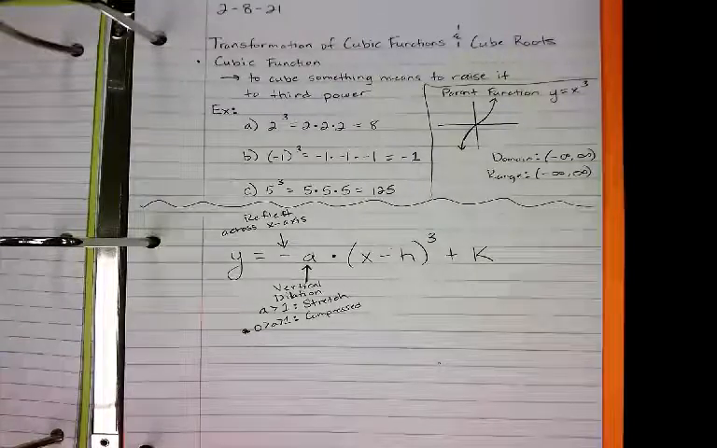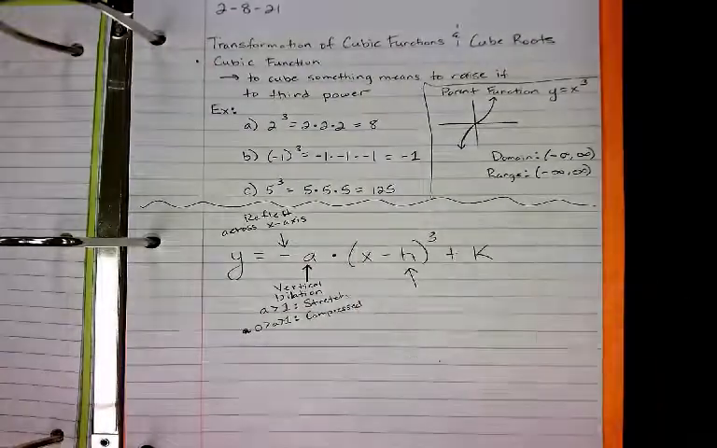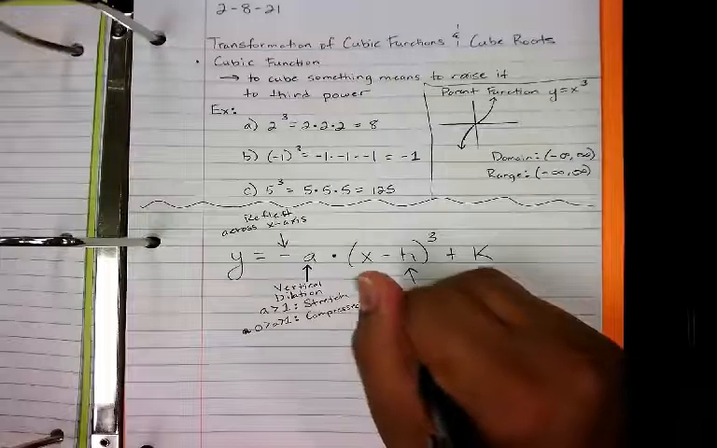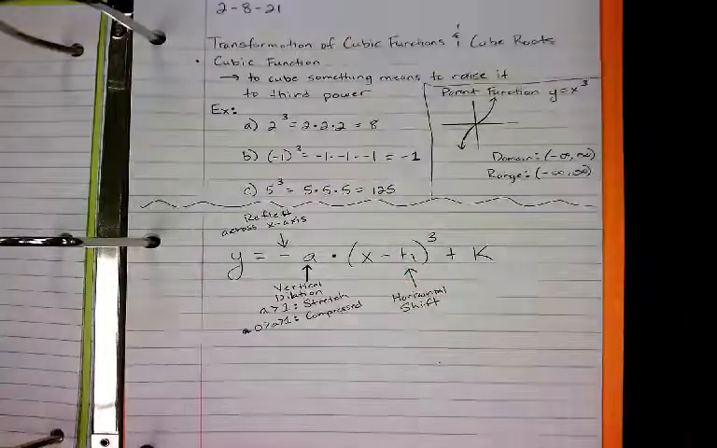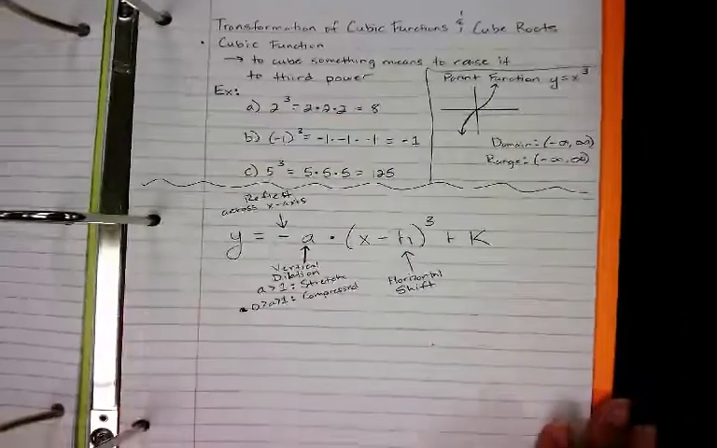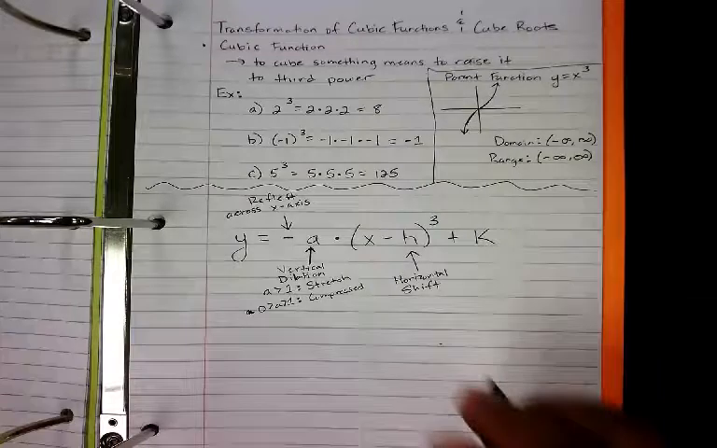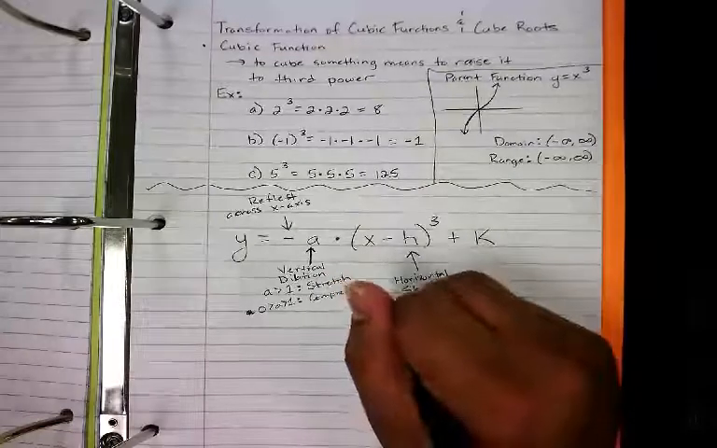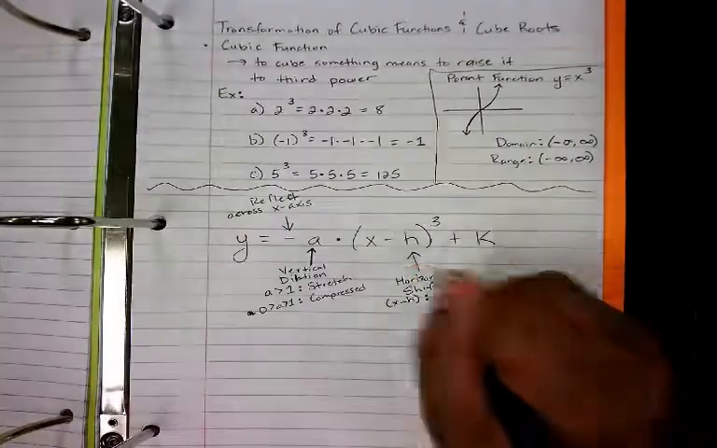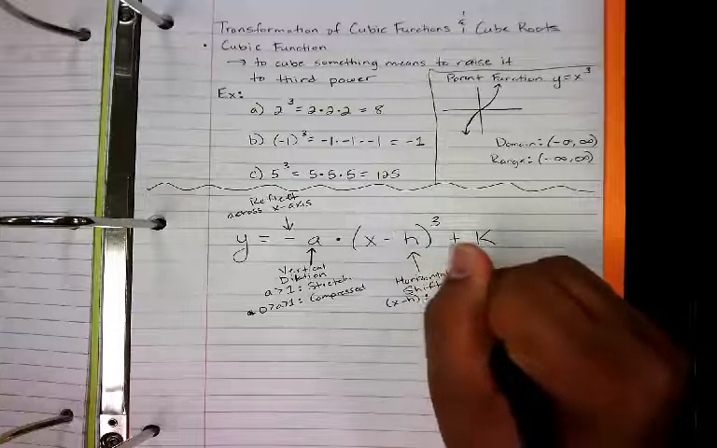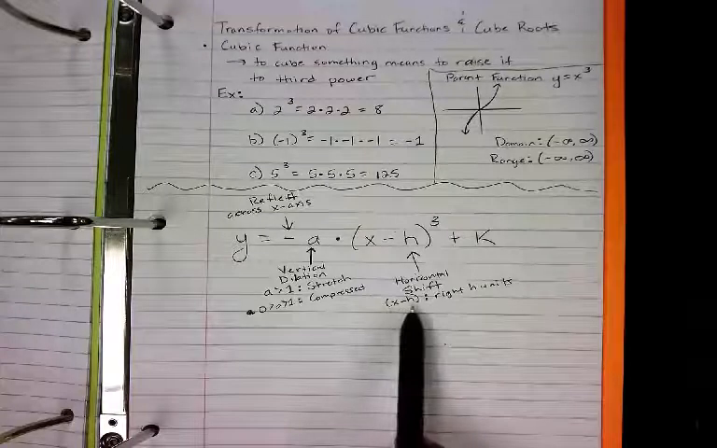Now we're going to talk about the parentheses. In the parentheses, we're talking about a horizontal shift. So if it is x minus h, we're going to the right h units. So if it's x minus 3, that means you're moving to the right 3 units.